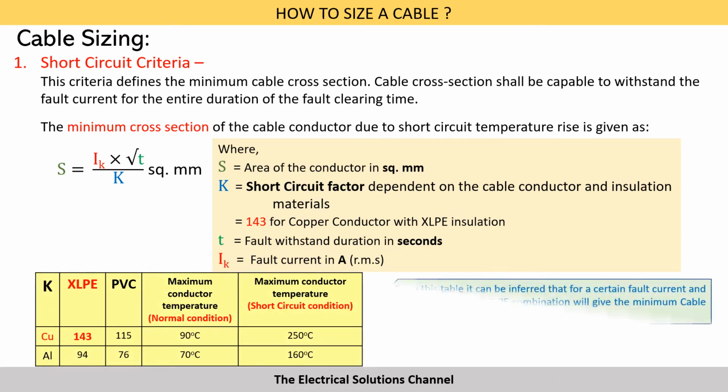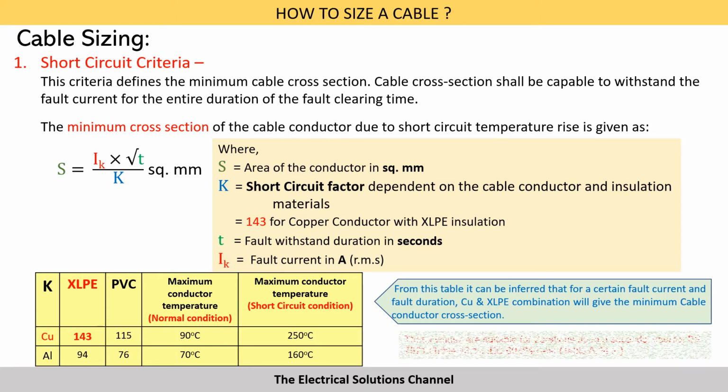From the table given for short circuit factor, it can be seen that for a certain fault current and fault duration, copper conductor and XLP insulation combination will give the minimum cable conductor cross section. Now these values are obtained from BS 7671 table 43.1 or from table A.54.2 of IEC 60364 and are suitable for a duration of up to 5 seconds.